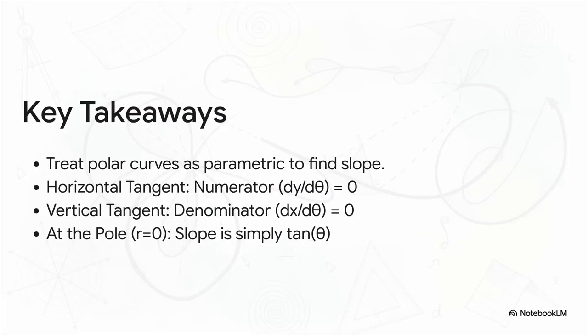All right, let's wrap this up. What are the big things to remember? First, always use that parametric bridge to find the slope. From there, it's easy. For a horizontal tangent, set the numerator to 0. For a vertical tangent, set the denominator to 0. And if you're lucky enough to be at the pole where r is 0, the slope is just tan of theta.